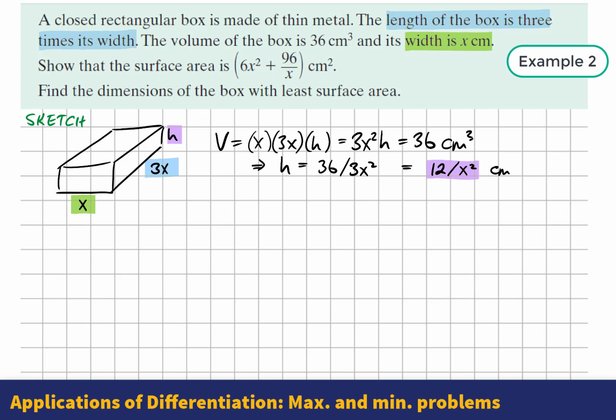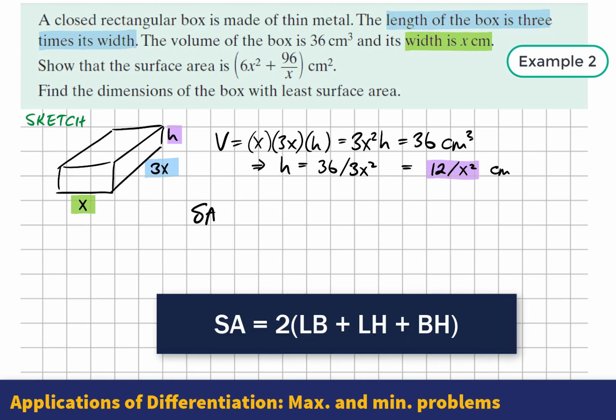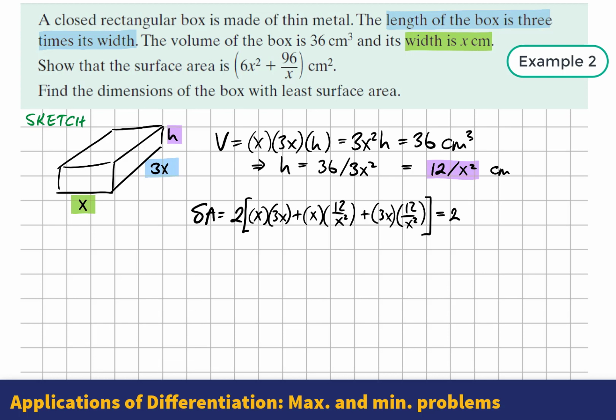The surface area, there are 6 surfaces, but they repeat. So there's 3 different types. So if we multiply the length by the breadth, the length by the height, which is now 12 over x squared, and the breadth by the height, we see we have an expression for the surface area. And if we neaten this up, we should be able to make it look like the expression that we want.